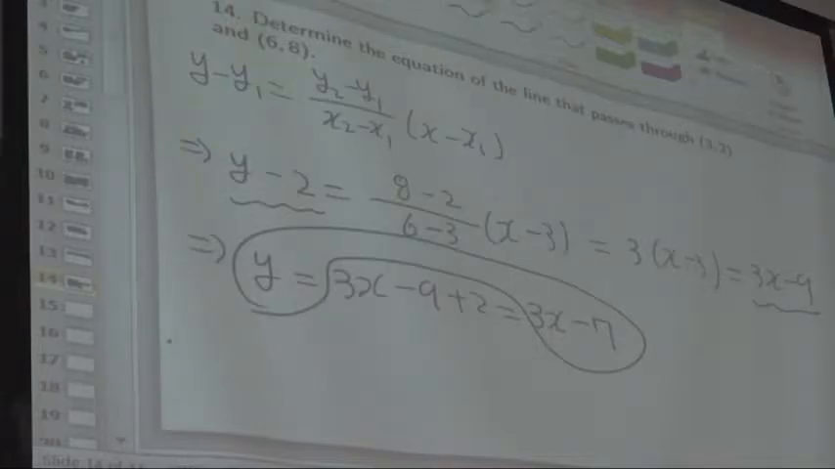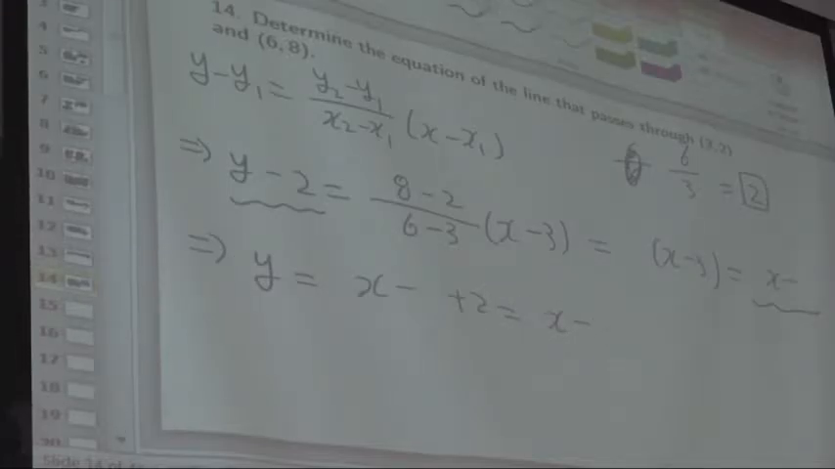Oh, I made a mistake. This is 6 over 3, isn't it? Yeah, it looks like I'm tired. That is a 2. You have to watch out. So you got the x1 and the x2 backwards, you mean? What do you mean? That is a 2. This is 8 minus 2 is 6, and 6 minus 3 is 3. So 6 over 3 is 2.